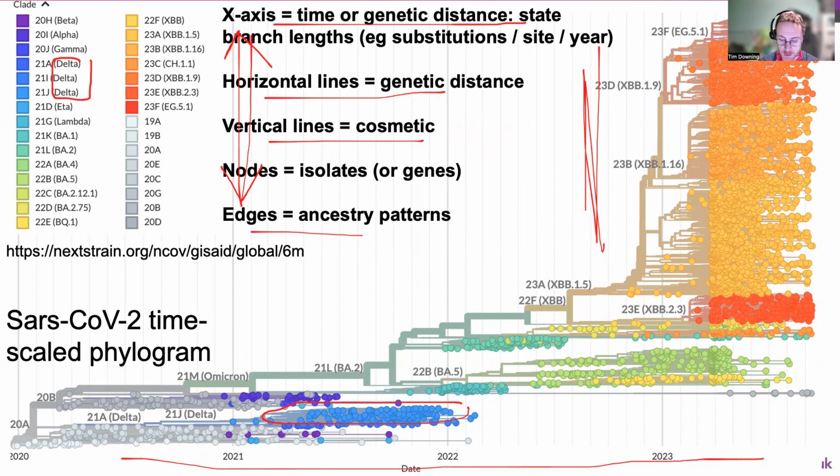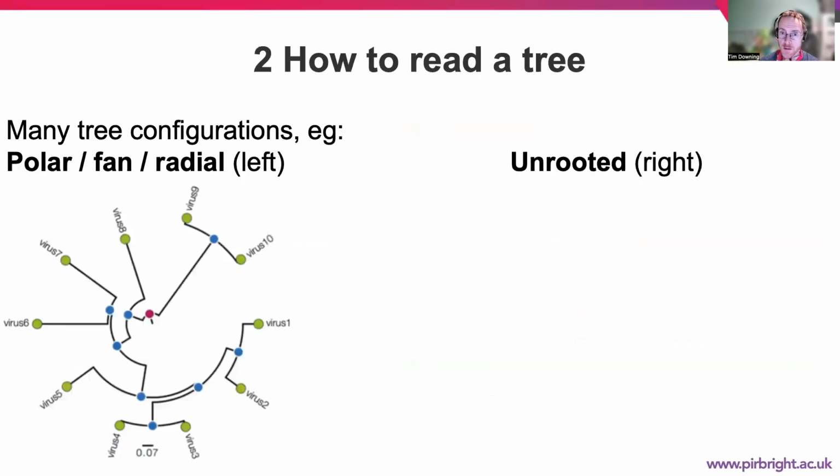So we can represent this tree in different ways. For example, we could make it radial, as shown over here. There's also variants on that called polar trees and fan type trees as well. But radial is probably the one you're going to use most if you have a lot of different samples and you want to add that metadata onto there.